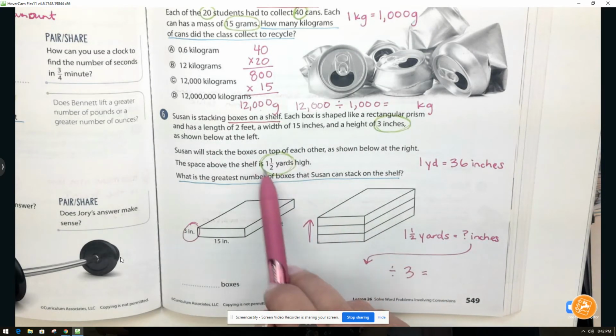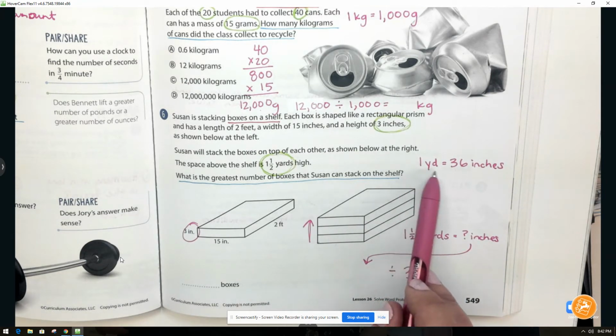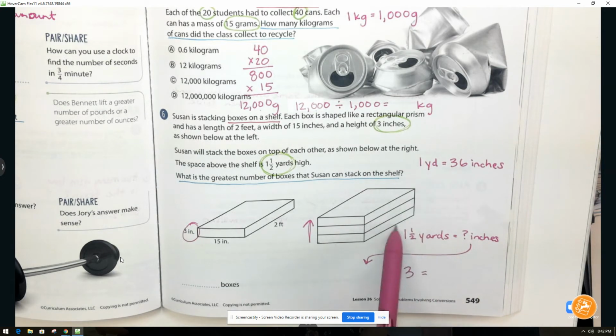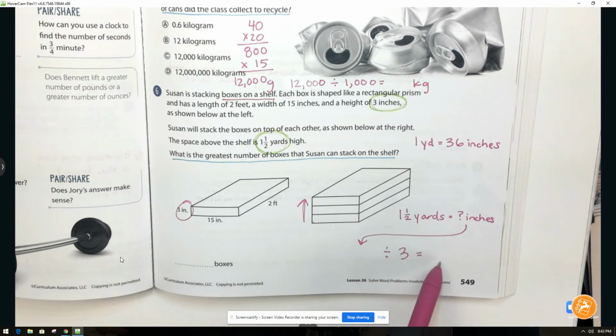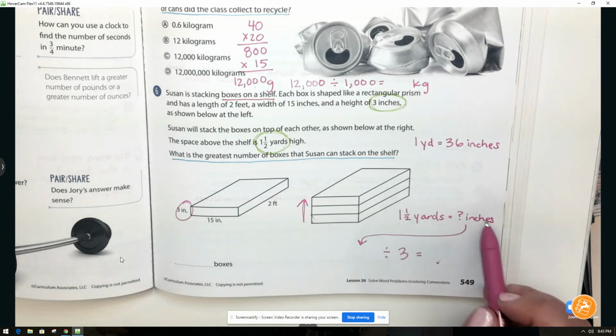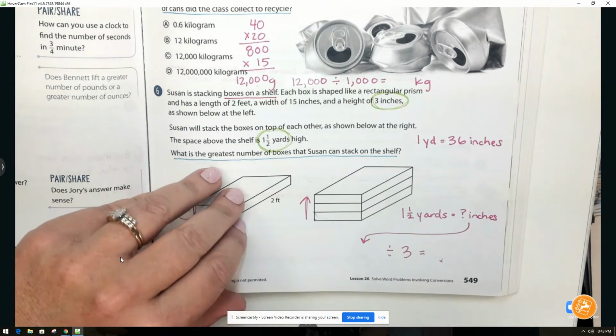Then we know that the space where we're going to be stacking all of these boxes is 1.5 yards high. So we need to figure out how many inches is 1.5 yards. Well, we know that 1 yard is 36 inches. So how many inches is 1.5 yards? So you're going to solve that. Then after you do that, you're going to take that number and divide it by 3, and the answer you get is going to be how many boxes high you can stack. And that's going to be your answer. So you need to figure out what is 1.5 yards in inches, divided by 3, and the answer is the number of boxes. Number 7.